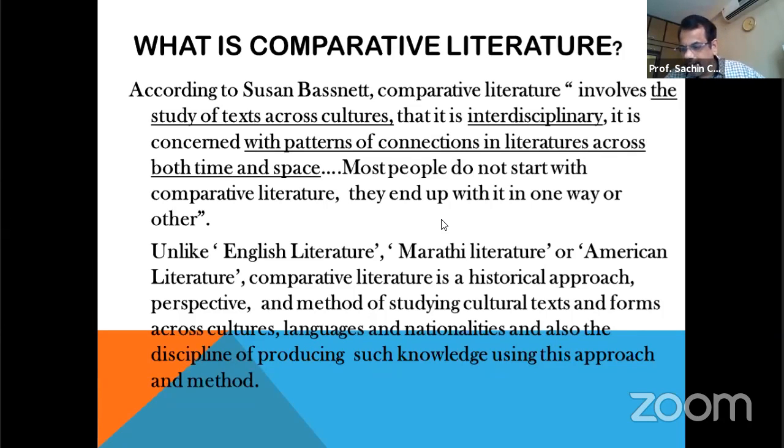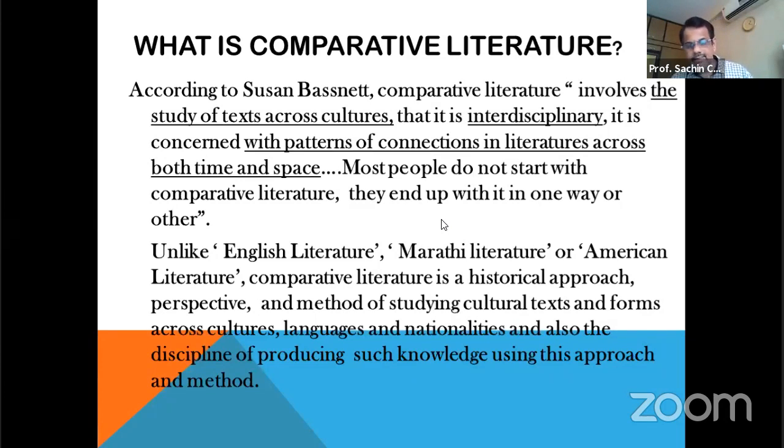So we should be, I think, used to the difficulties of definition, because there are no final definitions, but we can come up with something like a working definition which will help us to go further in our quest or inquiry. And the definition that is provided by a leading comparative researcher is given by Susan Bassnett. And she says that comparative literature involves the study of texts across cultures, that it is interdisciplinary and is concerned with patterns of connections in literature across both space and time.